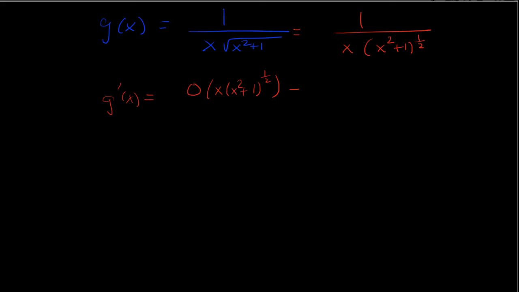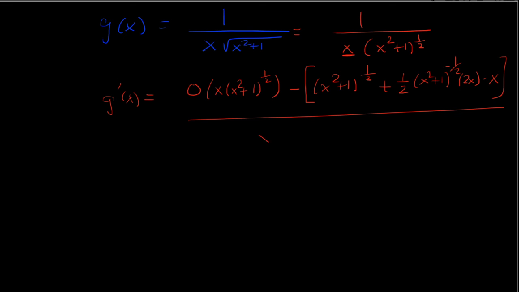So what's the derivative of x times the square root of x squared plus 1? In this one, we need to use the product rule and the chain rule. So we're first going to take the derivative of x, which is 1, times x squared plus 1 to the 1/2. Okay, so I'm going to put this in parentheses, plus the derivative of x squared plus 1 to the 1/2. You bring down the power, subtract 1, and then you take the derivative of the inside, which is 2x, times x, which is this guy right here, times the first. All over the denominator squared.